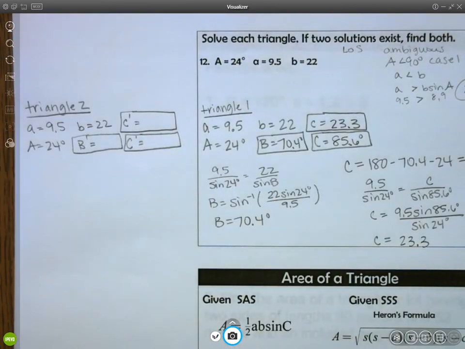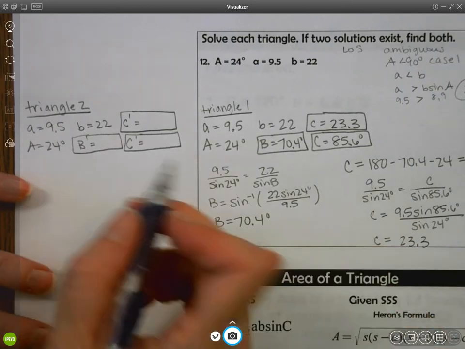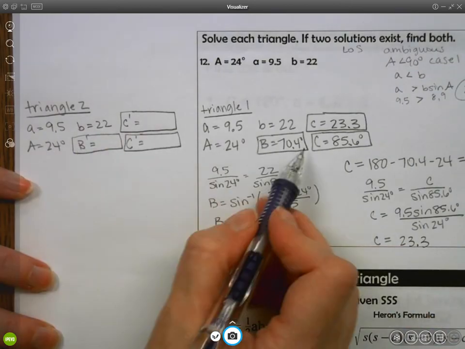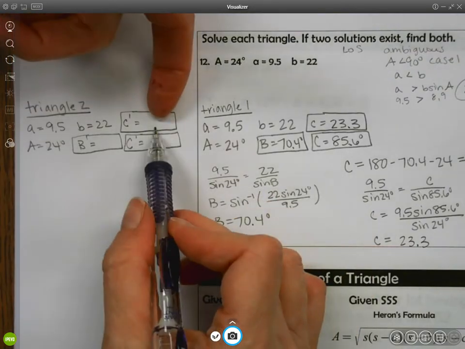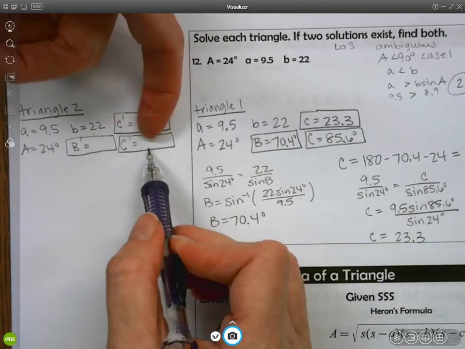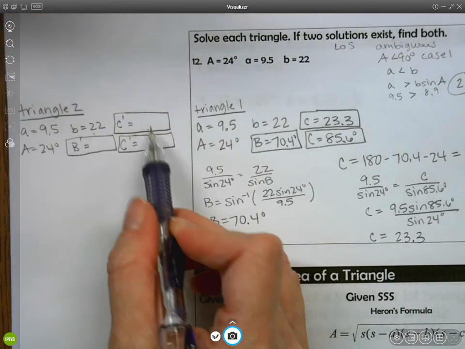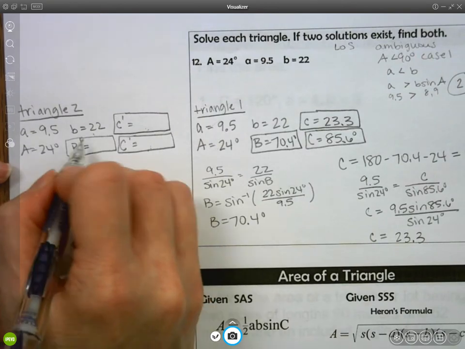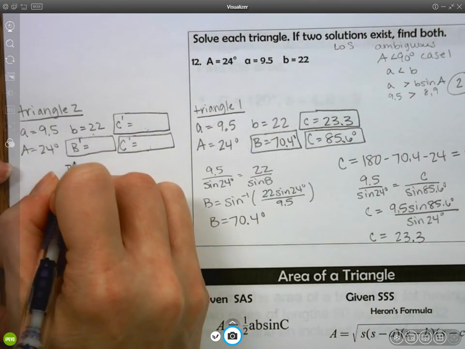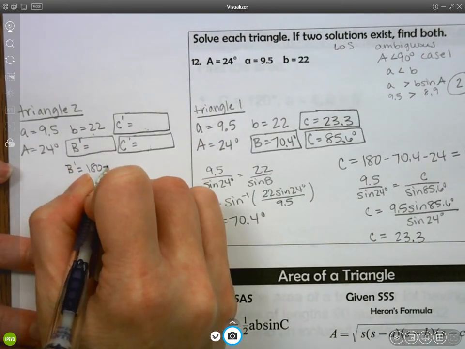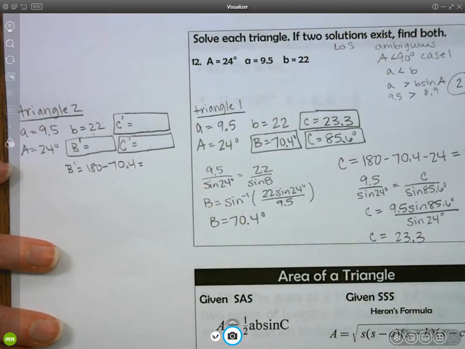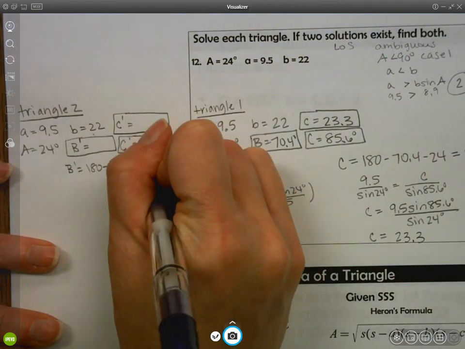All right, so remember when you have two triangles, the first thing you're going to do is find your B prime. And B prime, like this angle. So if they gave you C instead of B, then you would just find angle C first here. Whichever one is the matching one that you would have used law of sines to find in the first place is the one that you find by subtracting from 180. So we can get B prime by doing 180 minus 70.4. And that's 109.6.